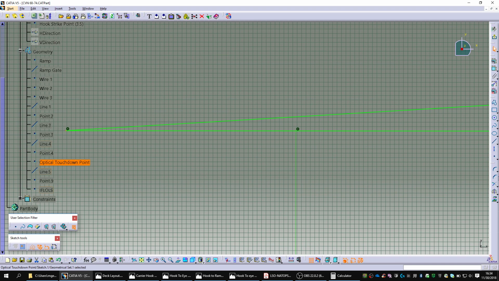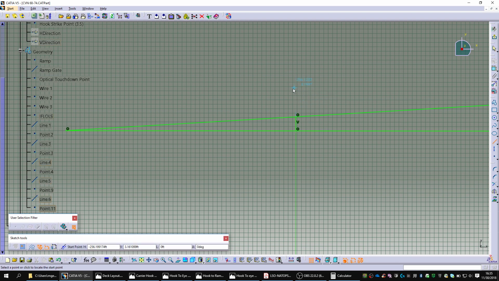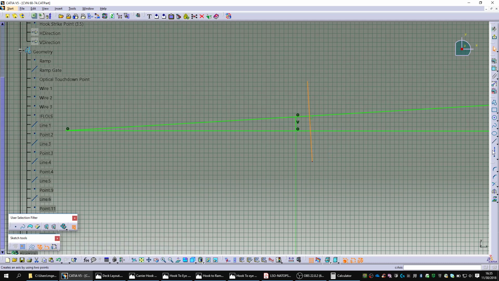Okay, so that makes sense. So I might want to know where that intersects, what would we call that? The optical touchdown point. So we really know that the origin of that light as we physically see it is from there. So the IFLOLS unit sits at some angle up here. I'm going to assume that the face of the IFLOLS is perpendicular, because that would mean that the face of it is sitting at 3.5 degrees. So let's do that. I've defined a perpendicularity there.